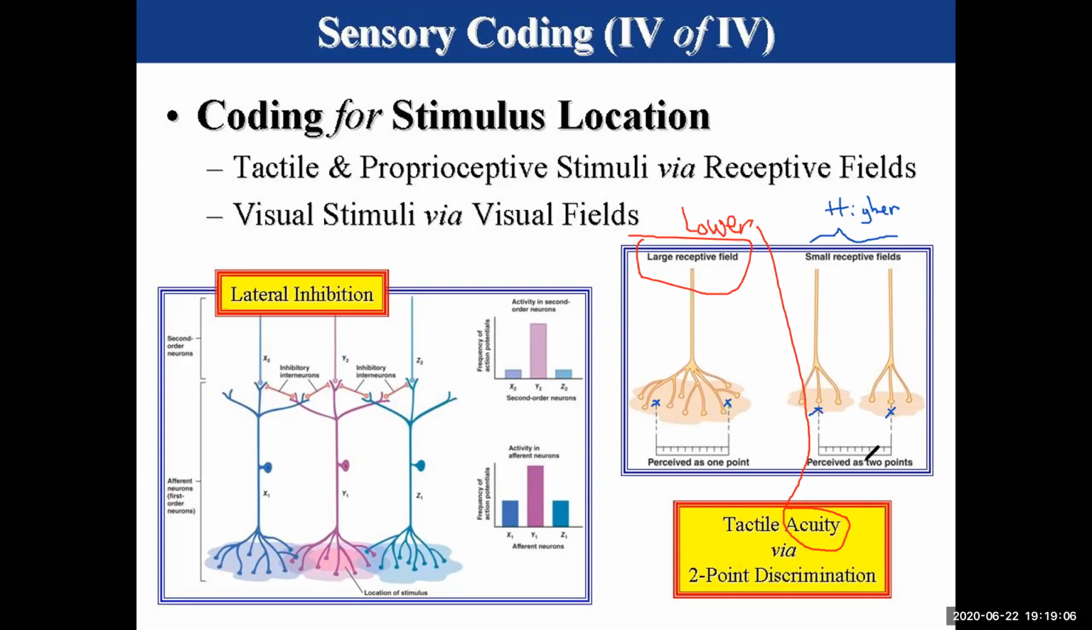So this changes dramatically over the surface of our body. For example, our lips have a very small receptive field. Same with the tips of our fingers. But on our back, we have large receptive fields, so we would not be able to detect with much accuracy on our back, for example. Okay. So that's the concept of two-point discrimination. For two-point discrimination, you want a small receptive field. The smaller the receptive field, the better your capability of two-point discrimination.